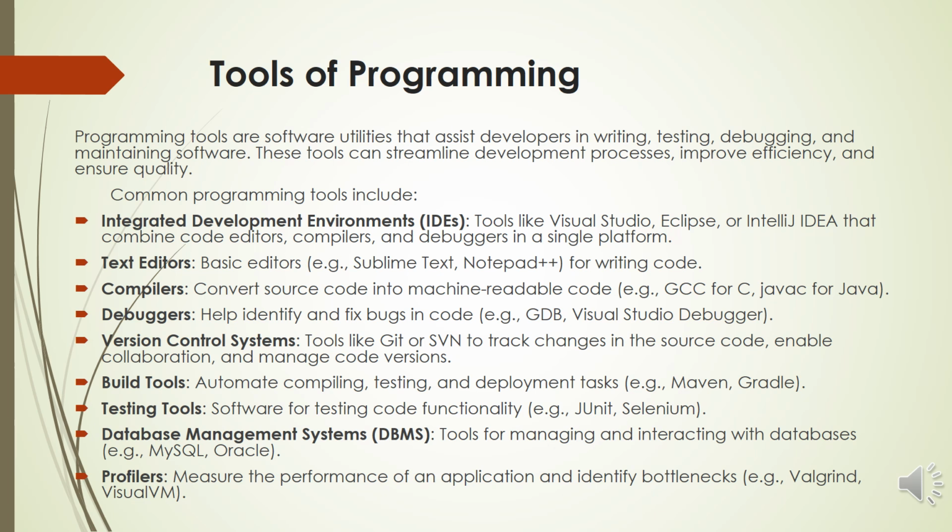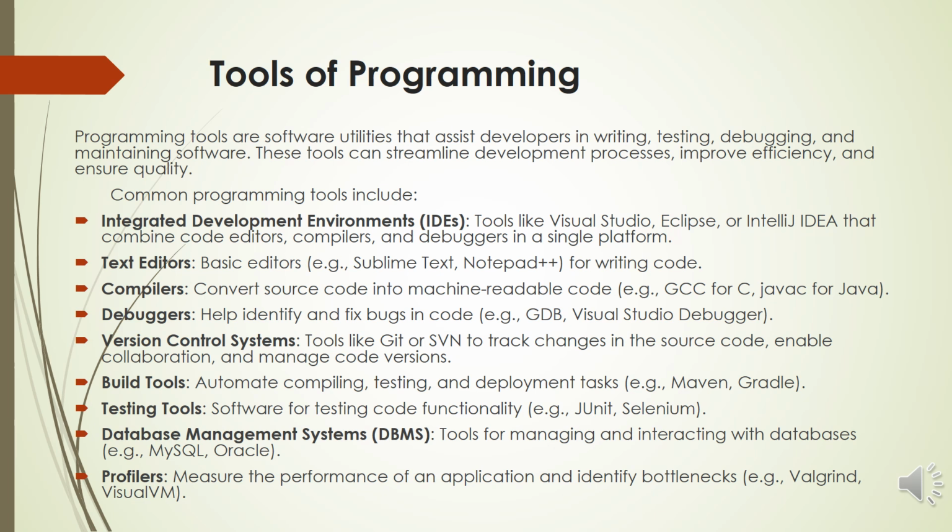So we are going to look at common tools that are used in programming. These tools include integrated development environments, that is the IDEs. These are examples like Visual Studio, Eclipse, or IntelliJ IDEA, that combine the code editor, compiler, and debugger in a single platform. We also have text editors, for example, basic text editors like Sublime Text and Notepad++. These are also tools that are used for writing code.